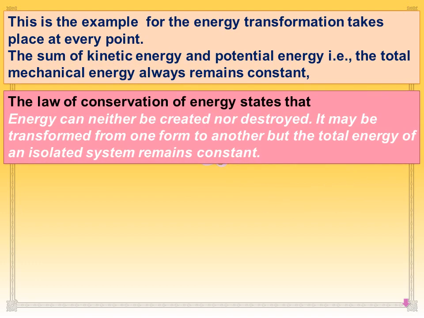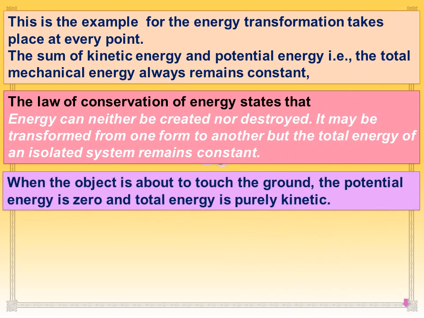Using all this we can come to the conclusion of the law of conservation of energy, and it states that energy can neither be created nor be destroyed. It may be transformed from one form to another, but the total energy of an isolated system remains constant. Here isolated means secured or individual. When the object is about to touch the ground, the potential energy is 0 and the total energy is purely kinetic.